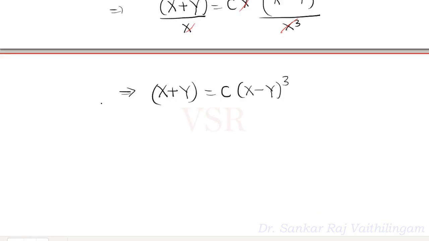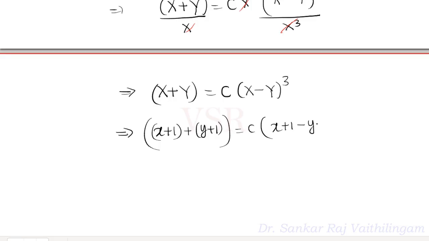So what do we get here? This implies that x plus 1, plus y replaced by y plus 1, is equal to c times (x plus 1 minus y minus 1) the whole cube. These two cancel. So this implies that x plus y plus 2 is equal to a constant times (x minus y) the whole cube. So x plus y plus 2 is equal to this, and this is my solution.